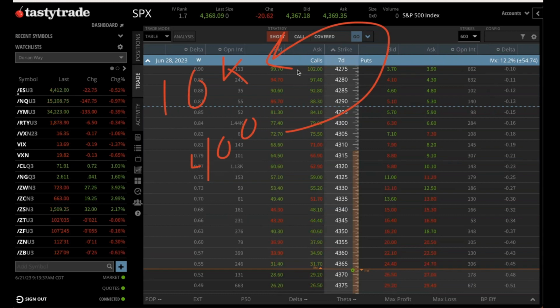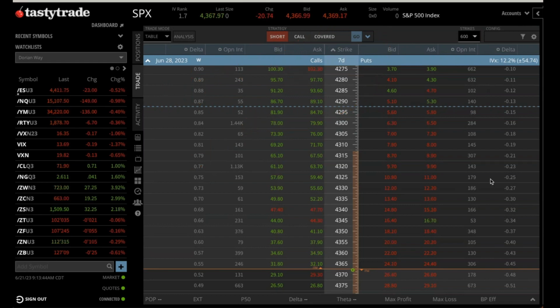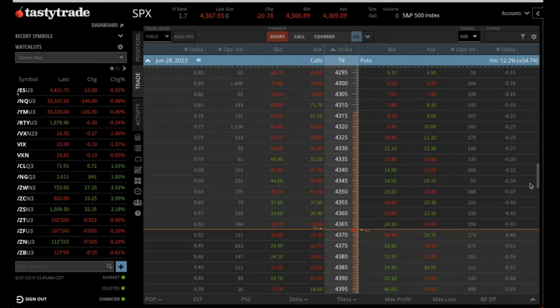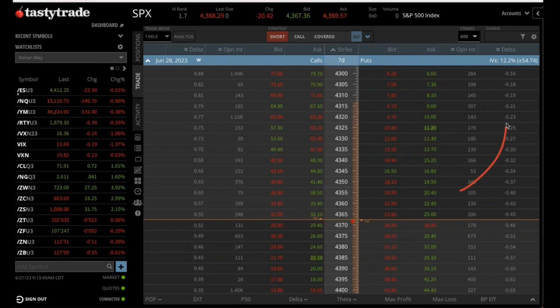The trade's just not gonna work out for a little while, and that's fine. That's trading. So when you're doing this, what you want to do is, once again, look at the expected move first. So this expected move, I just say 55 on the TastyTrade platform. So we say 55 times 2, that's 110.